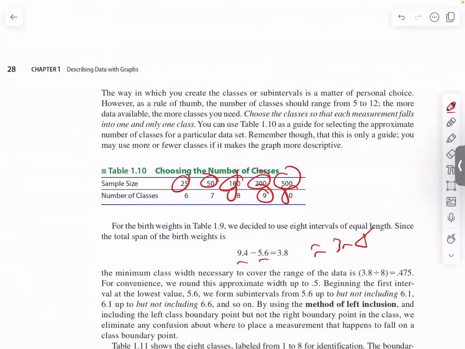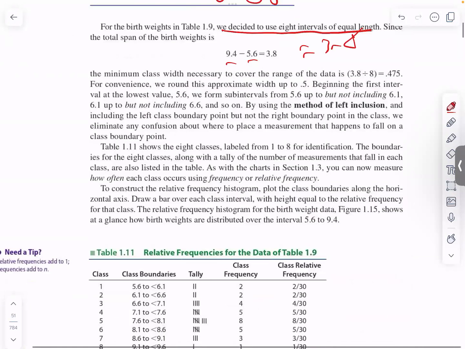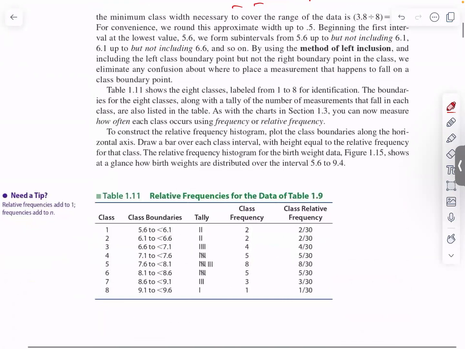For the birth weight, we decided to use 8 classes of equal length. You may use more than 8. So the number of classes you use is up to you. But normally, your data will determine that most of the time. So you have class 1 to 8.